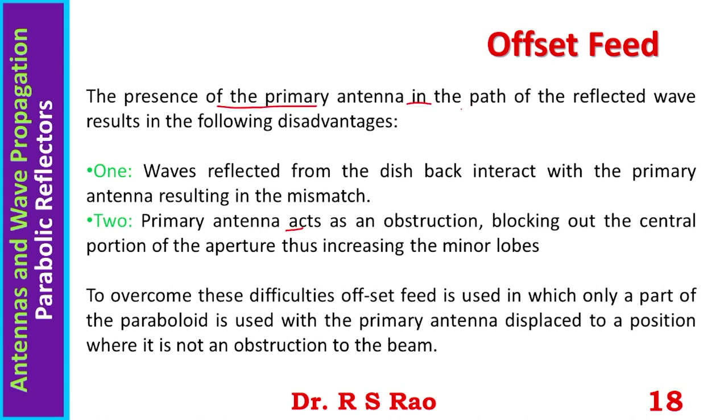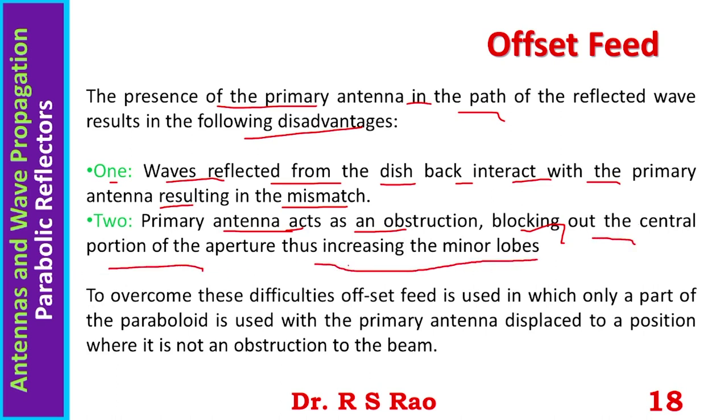The presence of primary antenna in the path of the reflected wave results in the following disadvantages. One, waves reflected from the dish back interact with the primary antenna, resulting in the mismatch. Two, primary antenna acts as an obstruction, blocking out the central portion of the aperture, thus increasing the minor lobes. See, here he is describing the issue of blockage. To overcome these difficulties, offset feed.